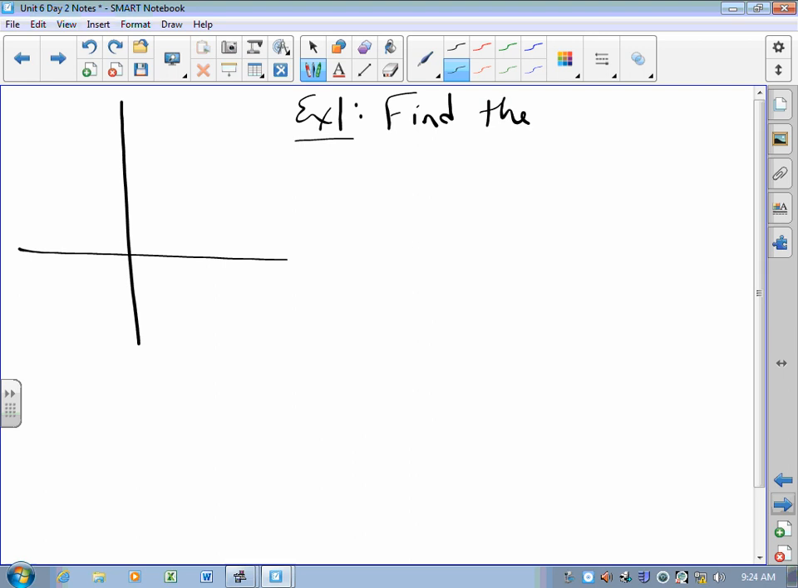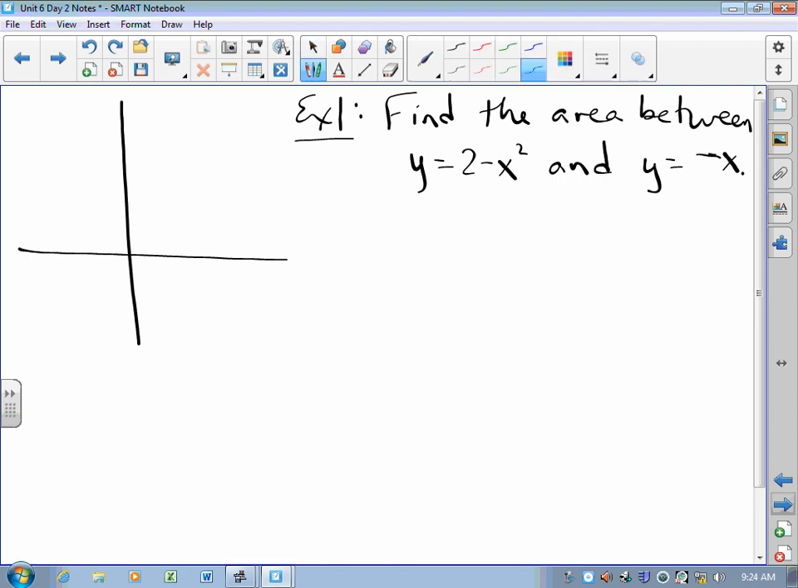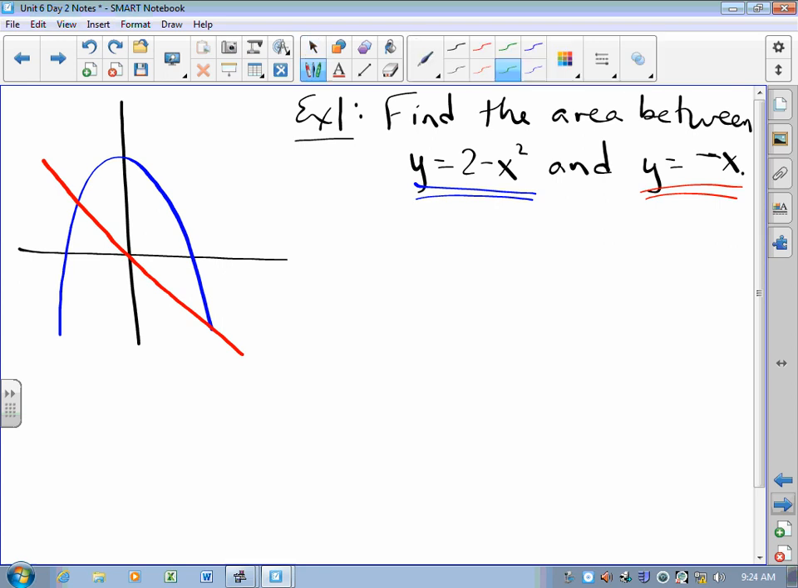Find the area between y equals 2 minus x squared and y equals negative x. If you're unfamiliar, 2 minus x squared looks like this, and negative x looks like this. And so we're looking for this region right here. You can use algebra and figure out that this x value is negative 1 and this x value is 2. I will not bore you with the details on that.